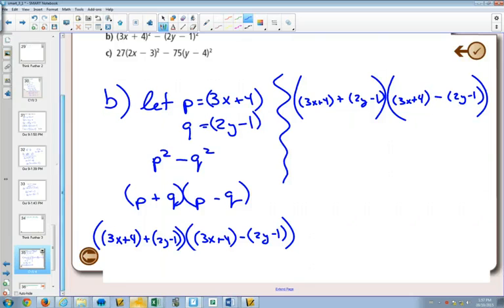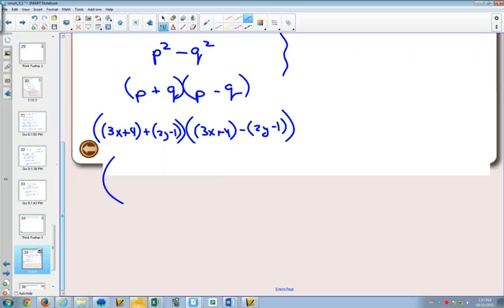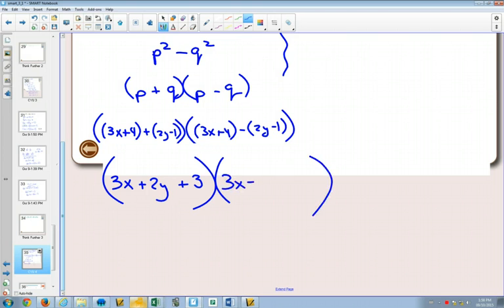And in my first big set of brackets, can you see that I have a 3x, a plus 2y, but I do have some like terms because I have a 4 and a minus 1. Those put together will just become plus 3. In my second set, I have a 3x. This will be a minus 2y. And the 4 minus a negative 1, those are like terms. That becomes plus 5. Wouldn't your first term in the first bracket be 6? Oh, no, because you can't combine. Perfect. So that would be the final thing.